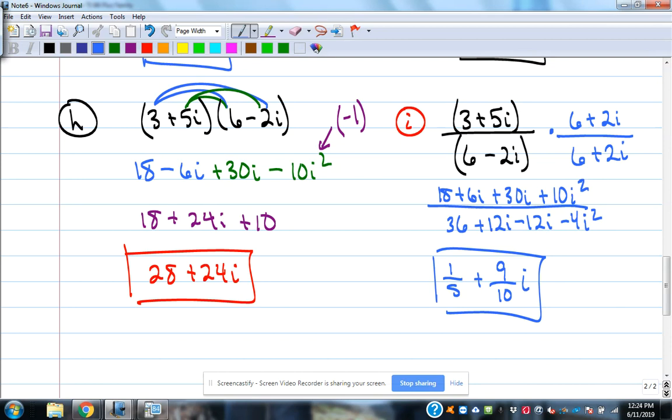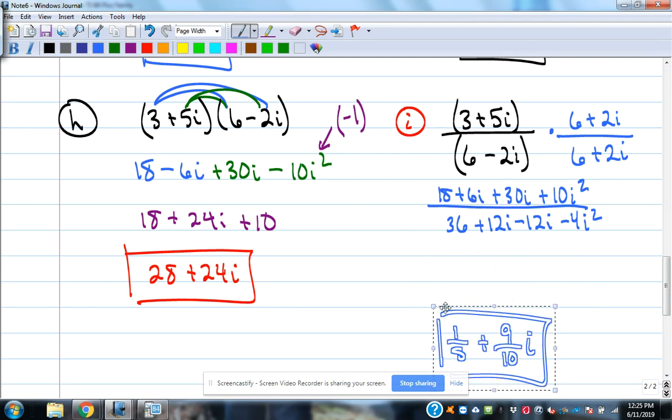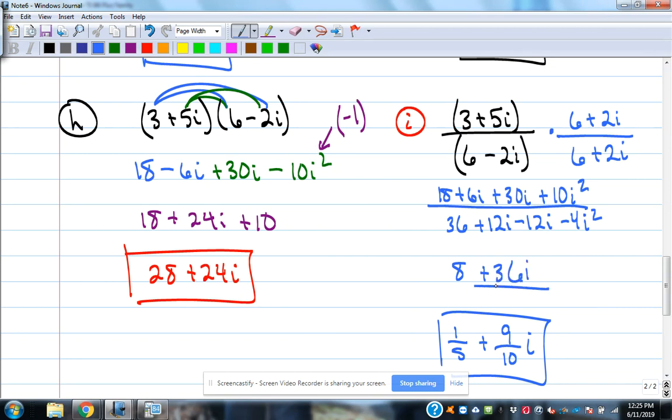Hold on, let me grab this answer and move it down so I can show you that step. That'd be 18 minus 10 is 8 plus 36i. On the bottom, you got 36 plus 4 is 40. And then these cancel each other out, so that's over 40. And then you split that apart into 8 over 40 plus 36 over 40 i. And that's what it simplifies to be.